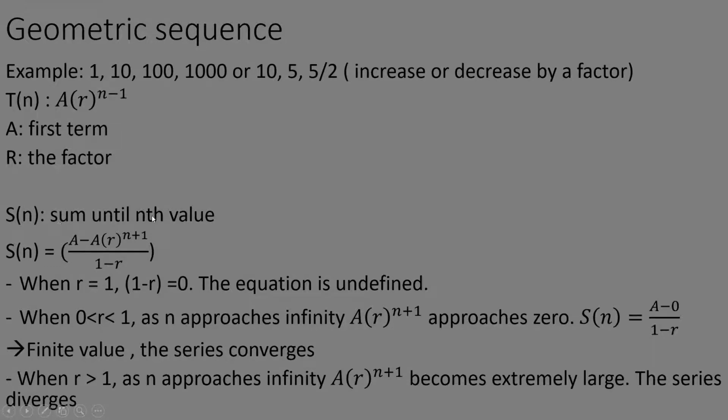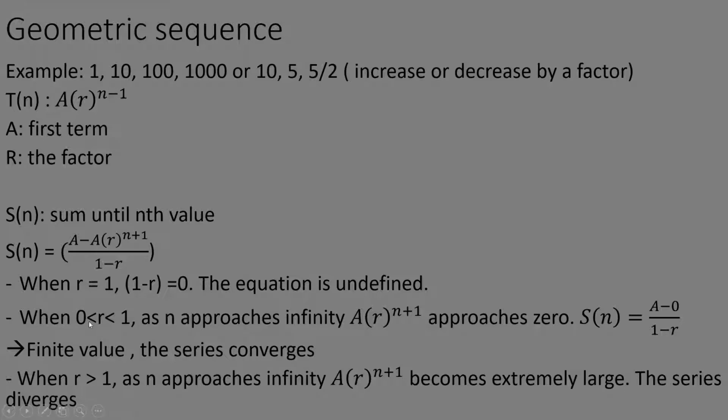The sum up until the nth value is represented by this formula: a minus a times r raised to the power n plus 1, over 1 minus r. And that's the sum up until the nth value. In the sum formula, when r is equal to 1, the denominator 1 minus r is equal to 0, and the expression is undefined. So there cannot be a sum if r is equal to 1.